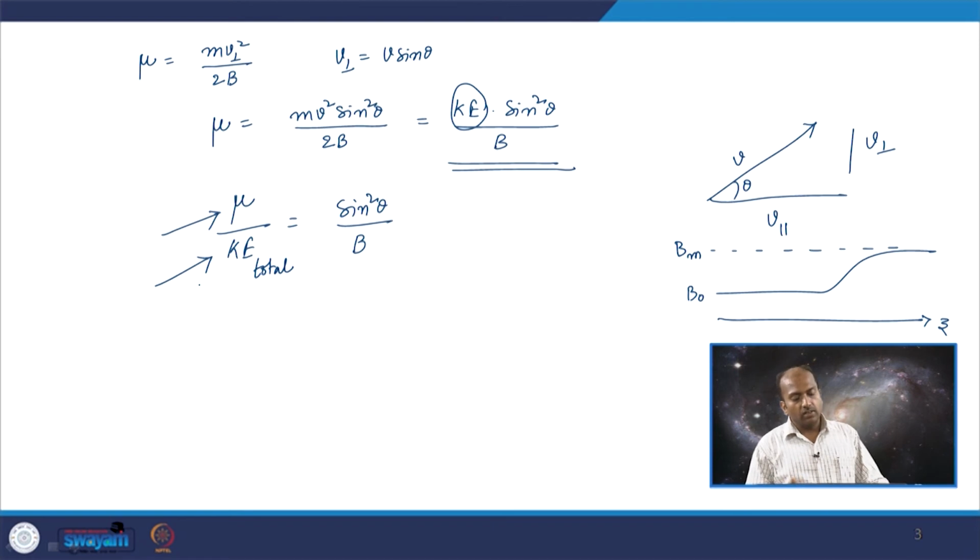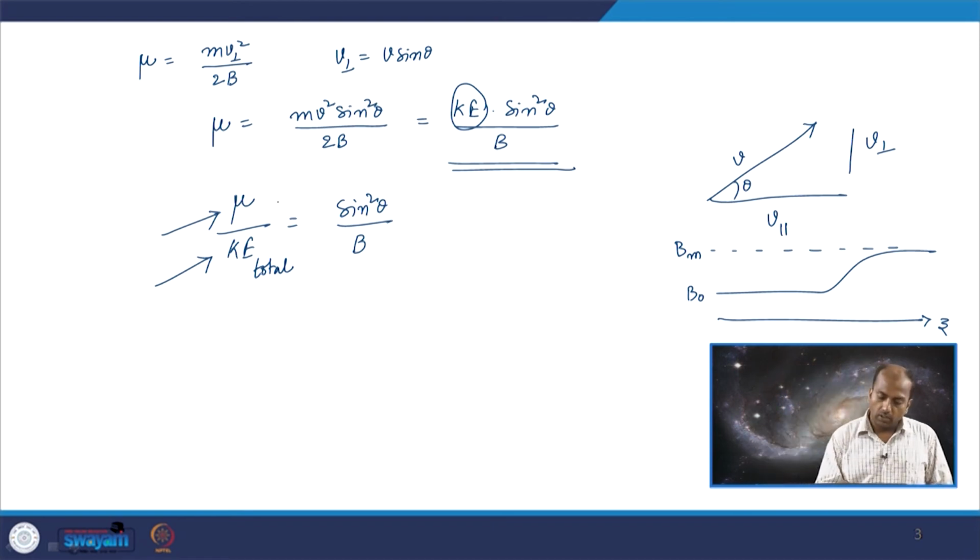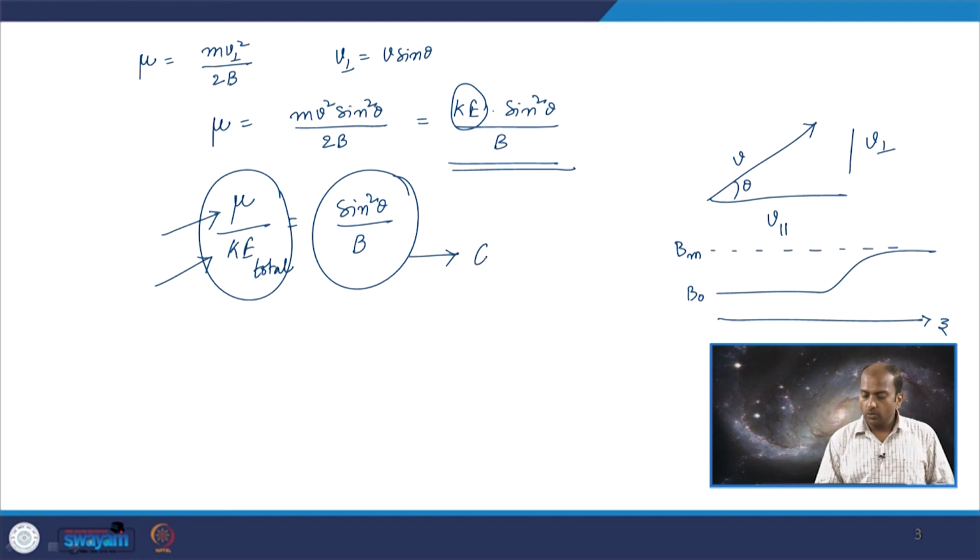So the kinetic energy is conserved. So this ratio is of course conserved. These two quantities being conserved, the ratio is also conserved. That means sin square theta by B is also conserved.